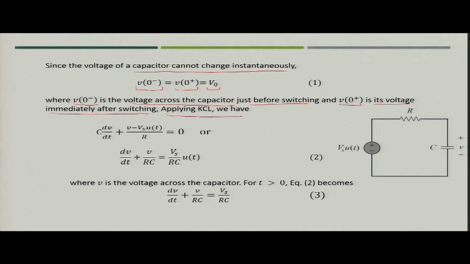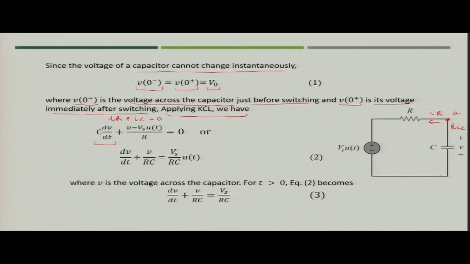Now, if you apply KCL in this circuit, what you can do? Let us take this particular point as node A, and say that this is the current IR, and this is the current IC. So, you can simply say IR plus IC is equal to 0. What is the value of IC? IC is nothing but C dV by dt, because this is the voltage across the capacitor.